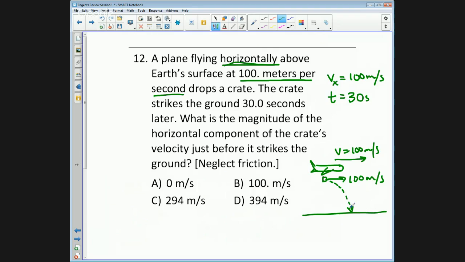So when it hits the ground, it's going to hit the ground at 100 meters per second, moving horizontally. So the answer is B. There's no math involved. The reason is there is no acceleration in the x direction. The acceleration in the y direction equals 9.81 meters per second squared. In the x direction, there is no horizontal acceleration.